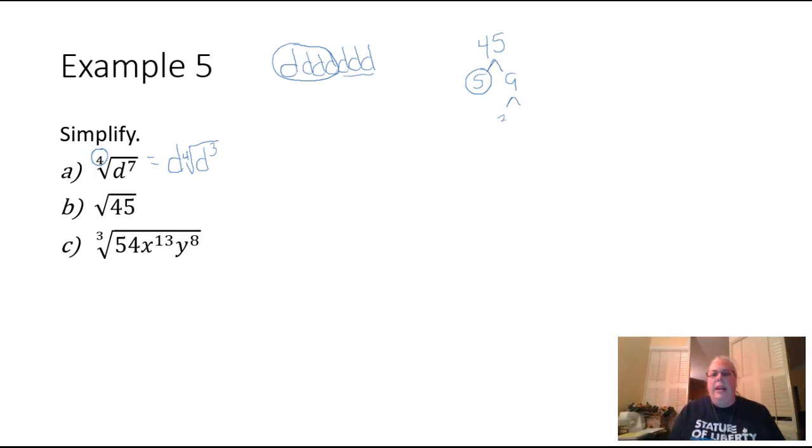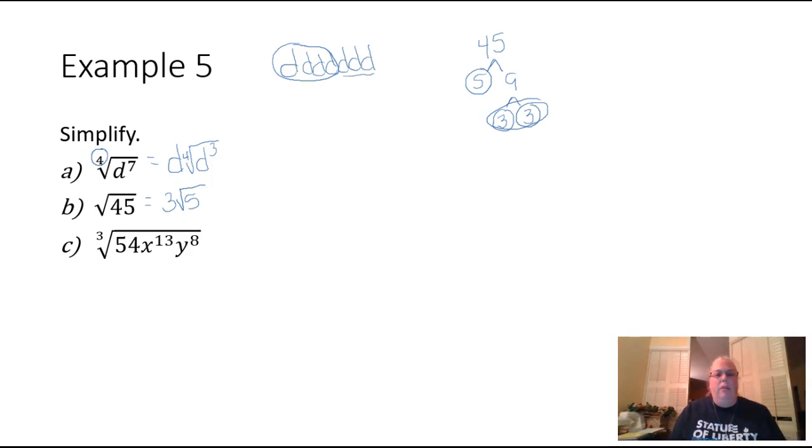Now 9 will break down into 3 times 3. And now I'm going to look at all of my circled numbers. This is a square root, so I'm looking for 2 of the same factor. I have 2 3s, so that means I can bring a 3 out in front of the radical. Now I have a 5 left over in a circle, and there's no other 5 circled. There are no other 5 factors there, so that one is going to have to stay underneath the radical sign. And 3 square roots of 5 is the simplified form for the square root of 45.